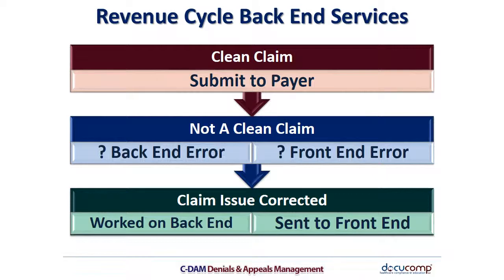We also want to make sure that we identify where the error occurred so we can either A, be sure to work those problems on the back end and try to streamline those issues going forward, or B, make sure that we can send that information to the front end to prevent a denial or prevent problems with the effective flow of the revenue cycle going forward.